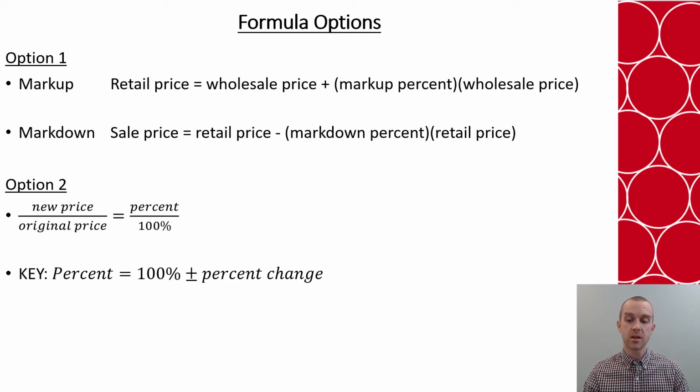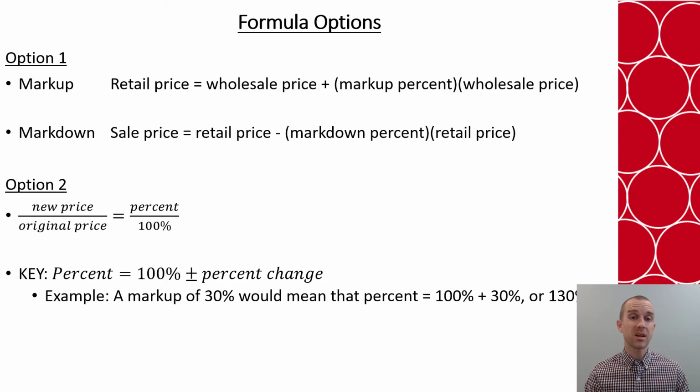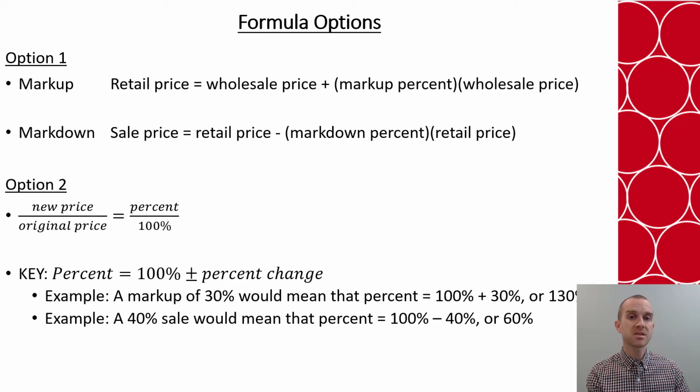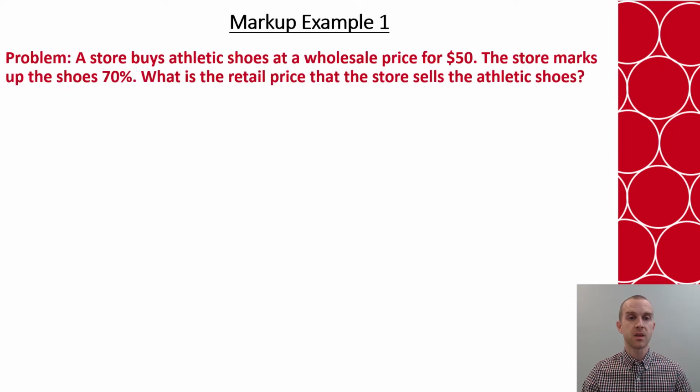That's important. So when we talk about a markup being 30%, the percent we would put into the formula would actually be 130% because it's the 100% plus the markup. If it was a markdown, we'd be saying 100% minus the markdown. So a 40% sale would mean that we're really looking at a 60% problem here. So let's look at some examples to help us understand how to determine markup and markdowns.